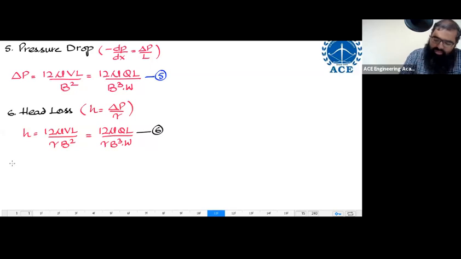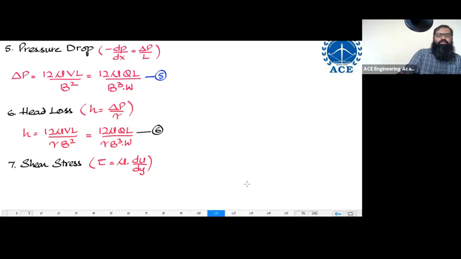The last formula I'm going to mention is the formula for shear stress. What are we going to do to develop it? Going back to Newton's law of viscosity, tau is equal to mu into du upon dy. You should get the value of shear stress from there.